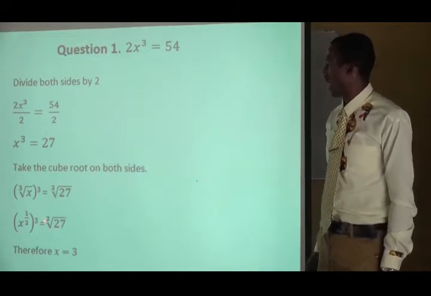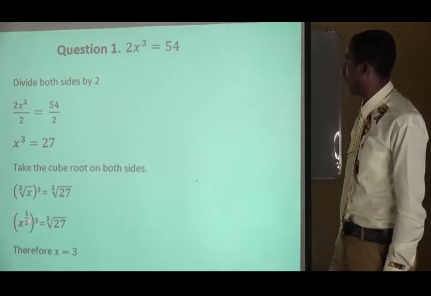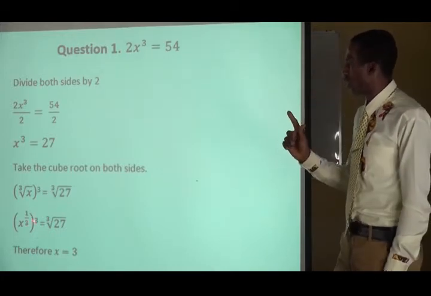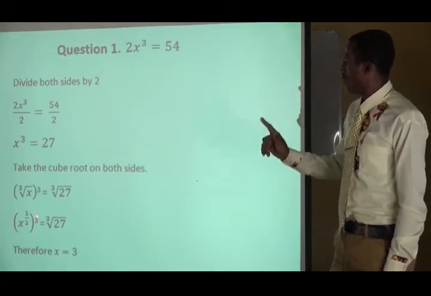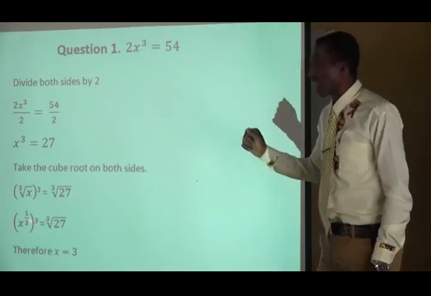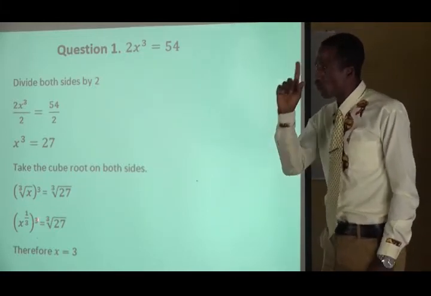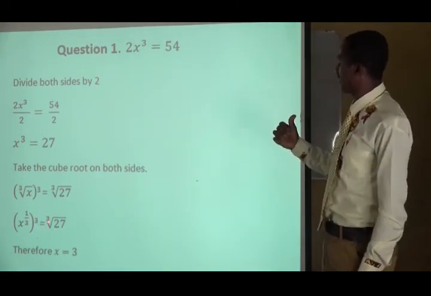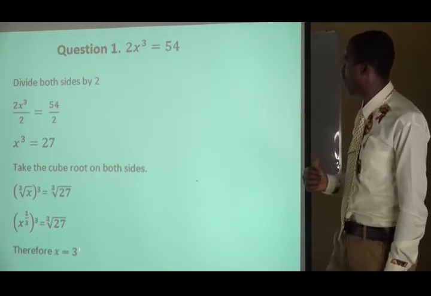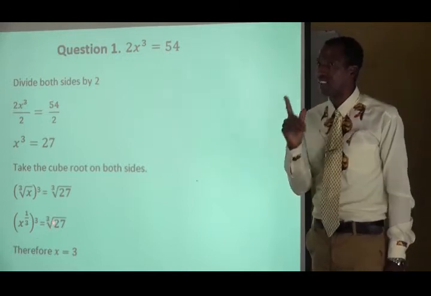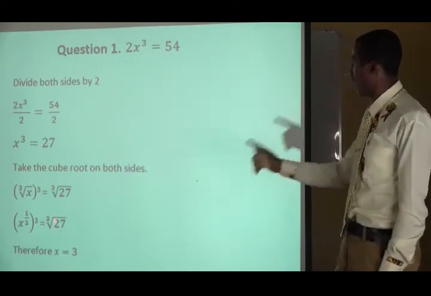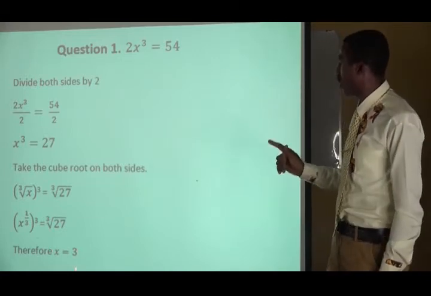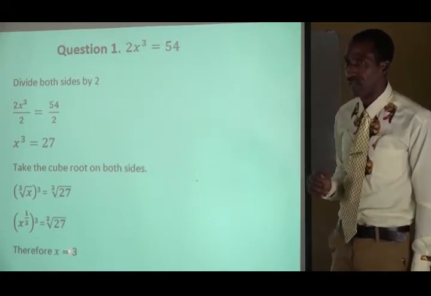When you simplify x to the power of 1 over 3 times power 3, it becomes 1. What I'm saying, x to the power of 1 over 3, times 3. By simplification, you are going to get x to the power of 1. And when you look at the right-hand side, the cube root of 27, which simply means what number can multiply itself 3 times to give you 27? And that number is 3. So that finally gives x equals 3 as the correct answer.